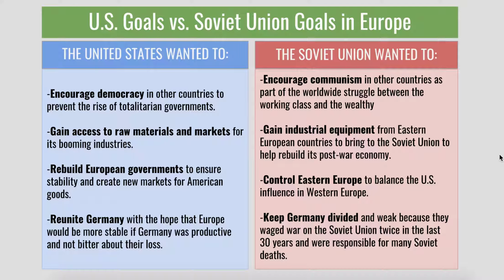And they also had the opposite goal of the US in the fact that they wanted to keep Germany divided and weak, because in World War I and World War II, Germany waged war on the Soviet Union in both of those wars and was responsible for millions and millions of Soviet deaths. So naturally, the Soviet Union doesn't want Germany to get strong again because they don't want to risk this happening again. They don't want to give Germany the opportunity to be strong enough to potentially wage war on the Soviet Union again and cause more Soviet deaths.